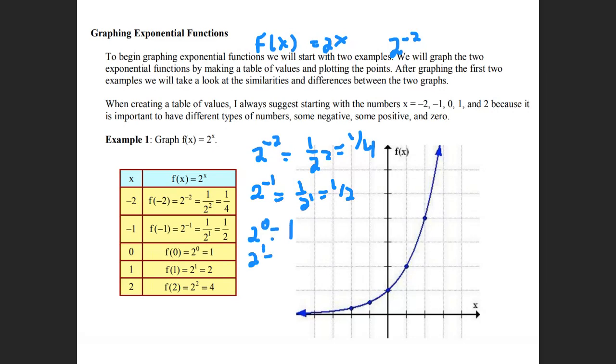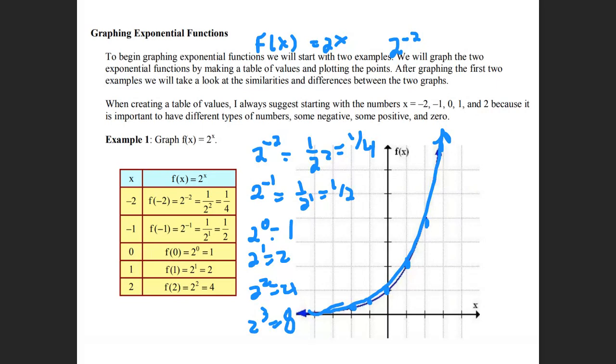2 to the first is 2. 2 to the second is 4. 2 to the third is 8. So if I wanted to graph this, at negative 2, it's at 1/4. At negative 1, it's at 1/2. At 0, it's at 1. At 1, it is at 2. At 2, it is at 4. And at 3, it's at 8. So this is what an exponential function looks like.